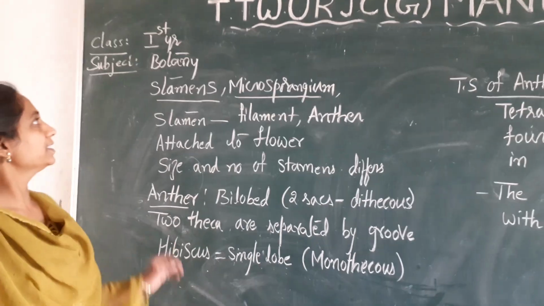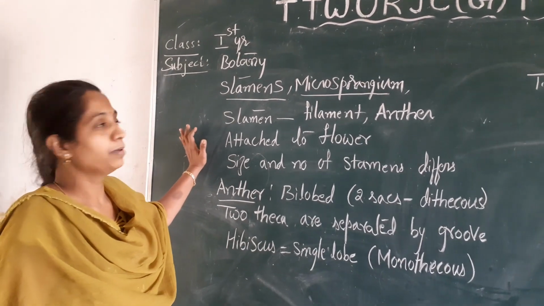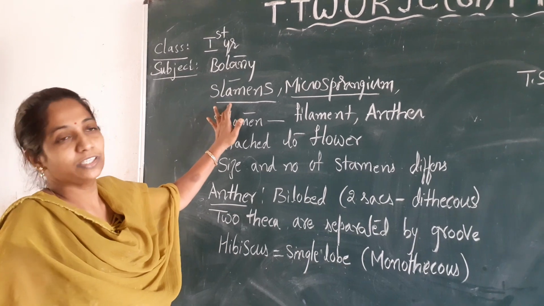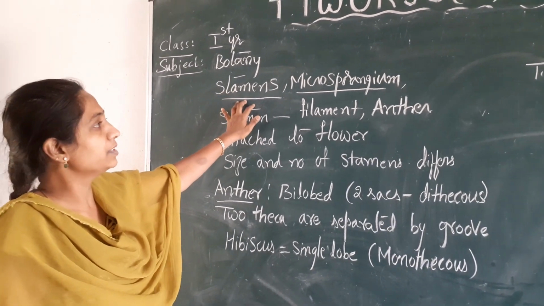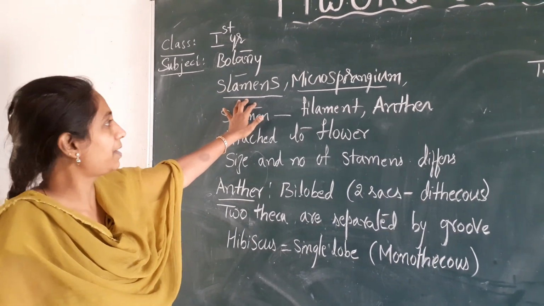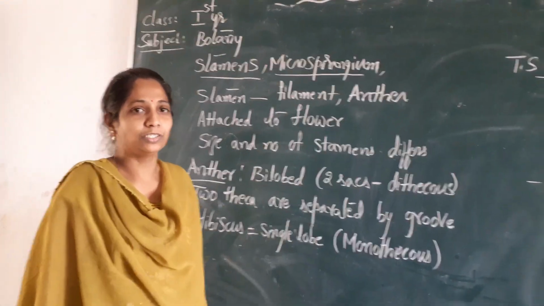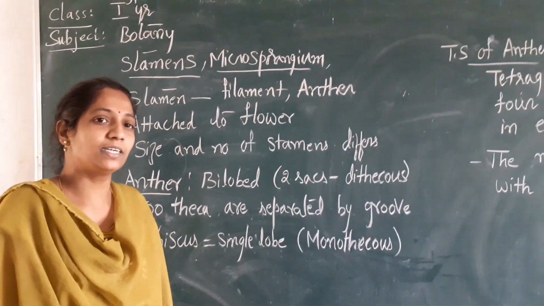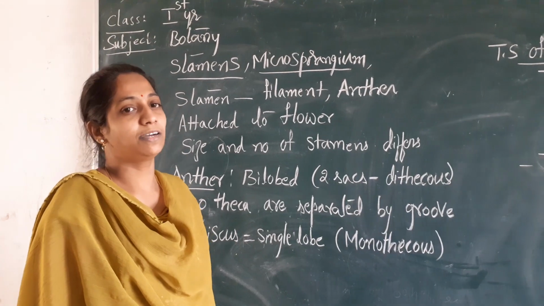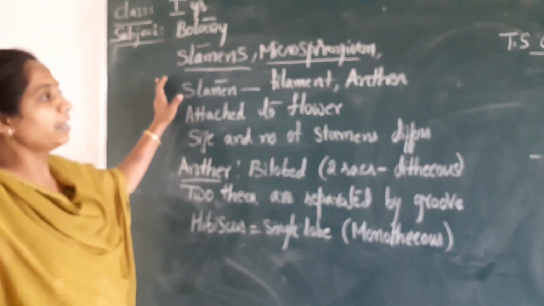Students, let us study the first year intermediate botany topic. In continuation, we were studying about the pollen grains which are part of stamens and the microsporangium. So today we will study how the pollen grains are developed and where they are located.